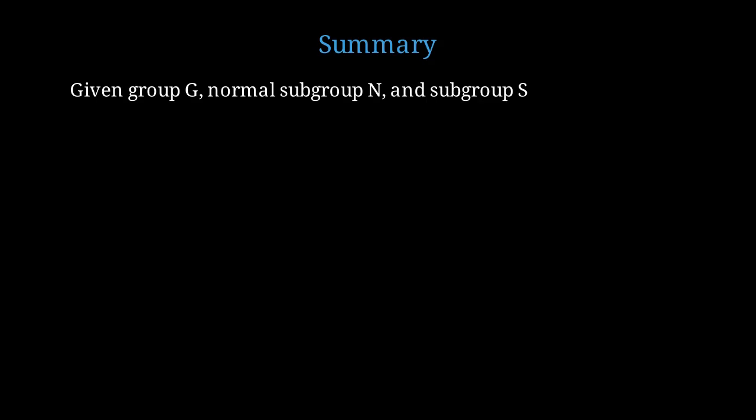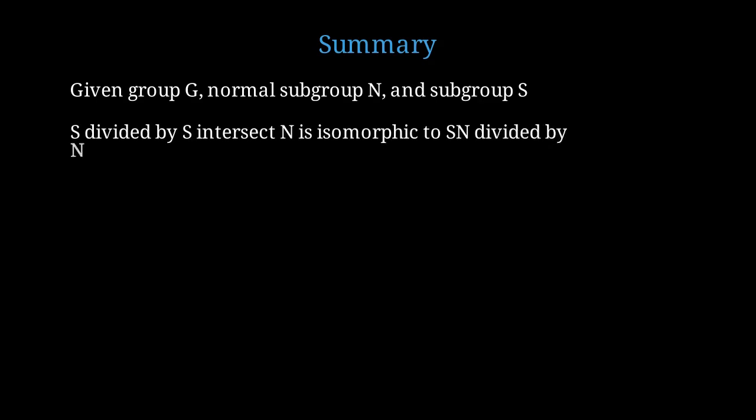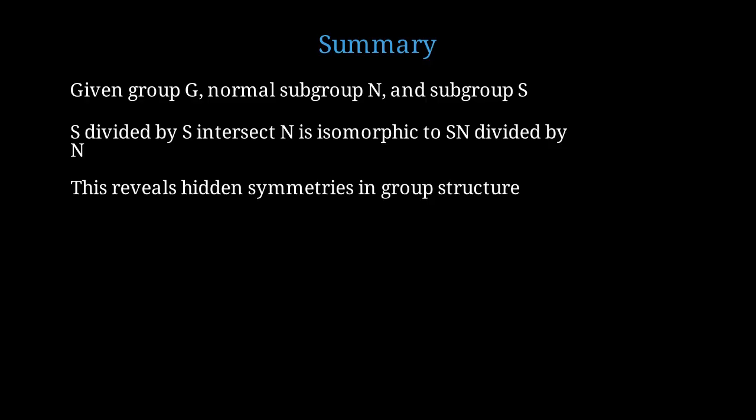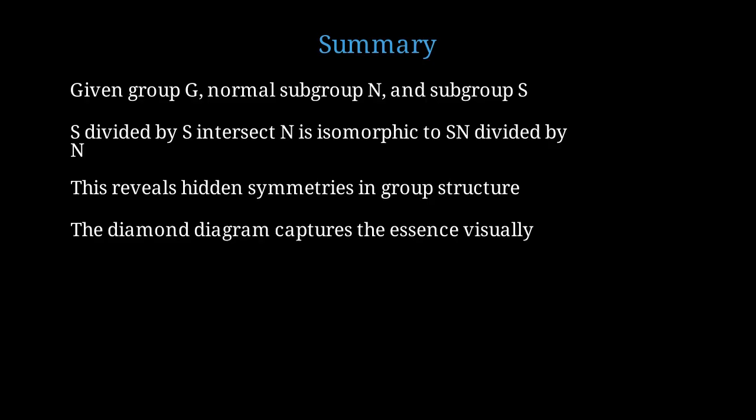Let's summarize the second isomorphism theorem. Starting with a group G, normal subgroup N, and any subgroup S, we get that S over S intersect N is isomorphic to SN over N. This theorem reveals beautiful hidden symmetries in the structure of groups. The diamond lattice diagram captures the essence of this relationship visually.